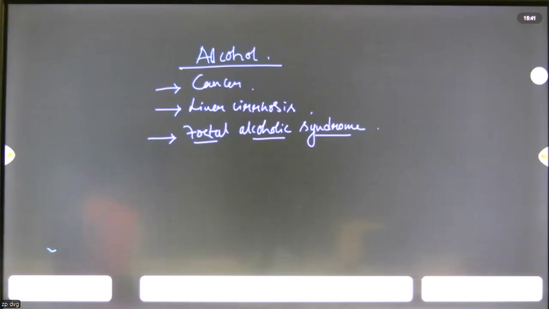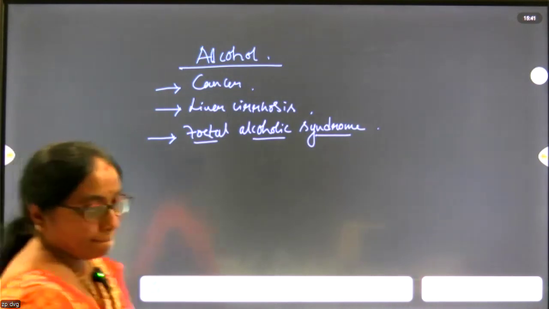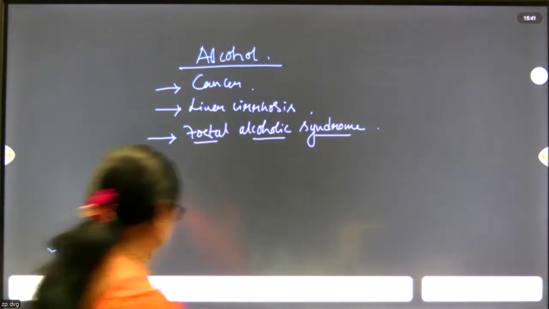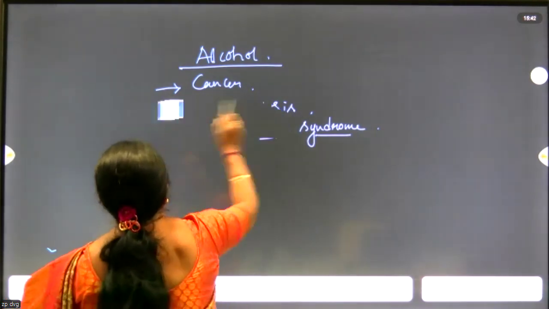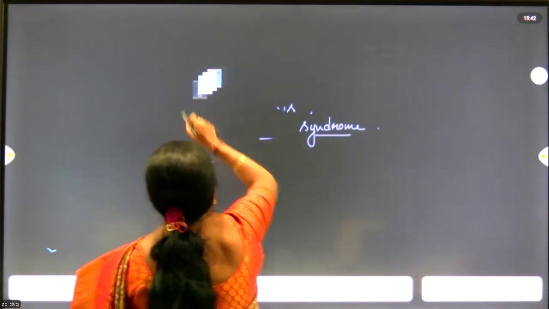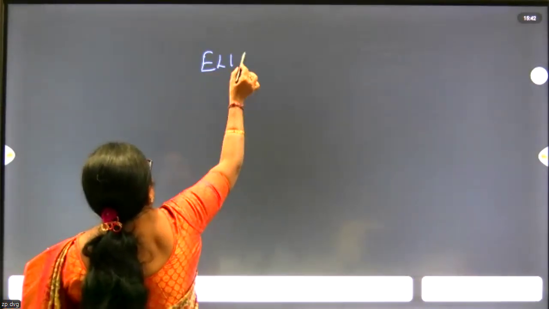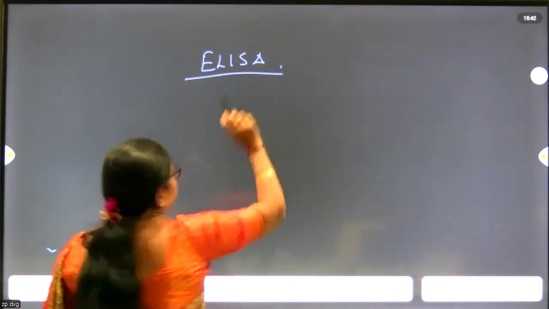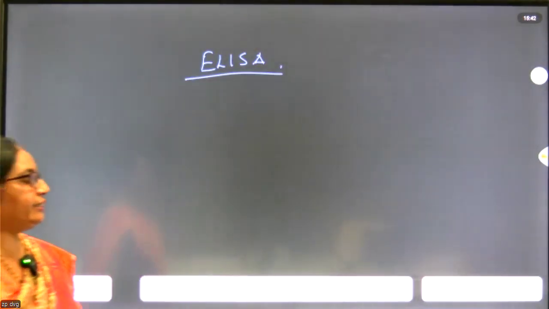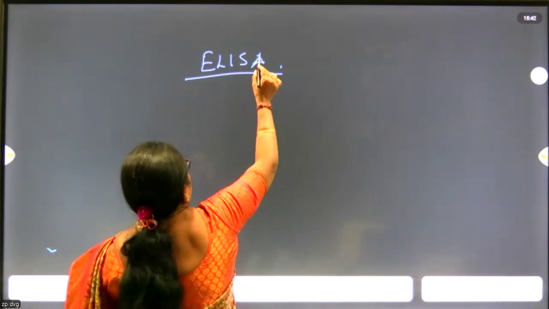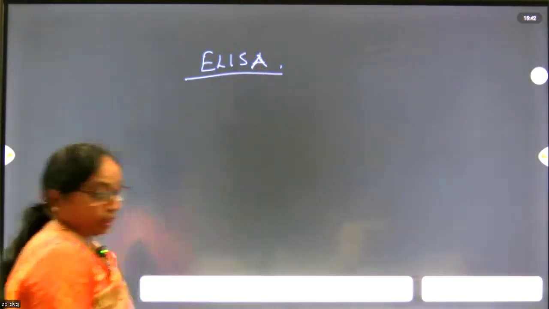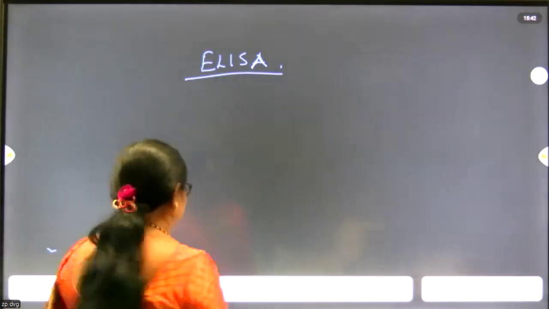Next, let's move on to, one more thing I forgot to tell. There is a confirmatory test to find out that a person is suffering from AIDS, ELISA, enzyme linked immunosorbent assay, it is called. And this is one confirmatory test to find out the person is suffering from AIDS.